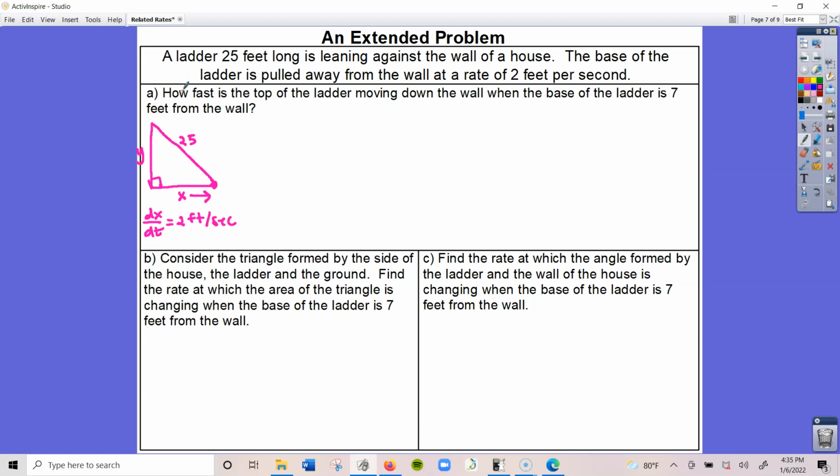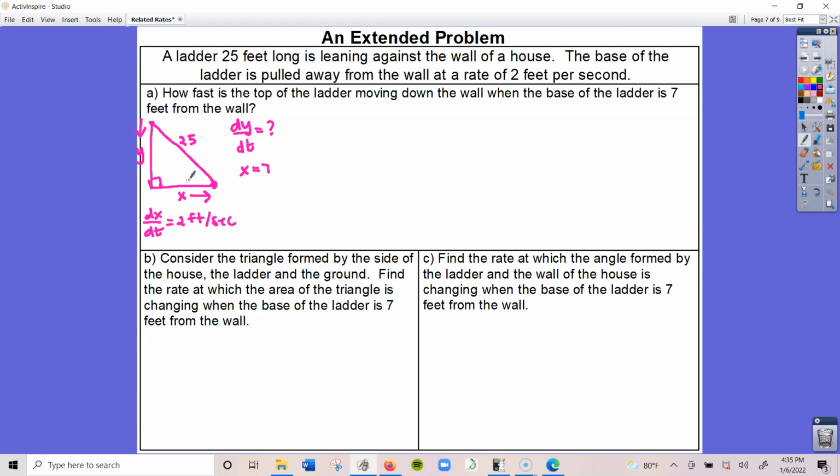Now it says, how fast is the top of the ladder moving down the wall? This is the top of the ladder, and it's moving down. So we're looking for dy/dt when the base of the ladder is 7 feet from the wall. That means x is equal to 7.